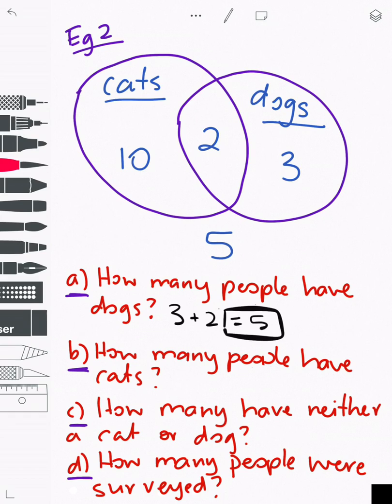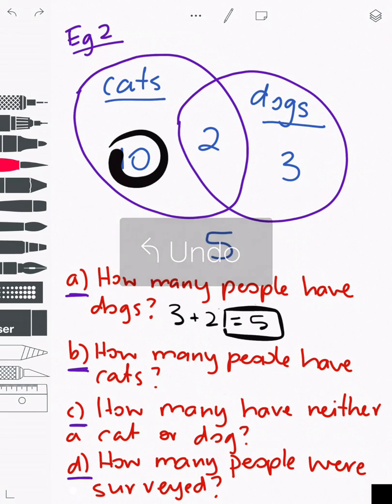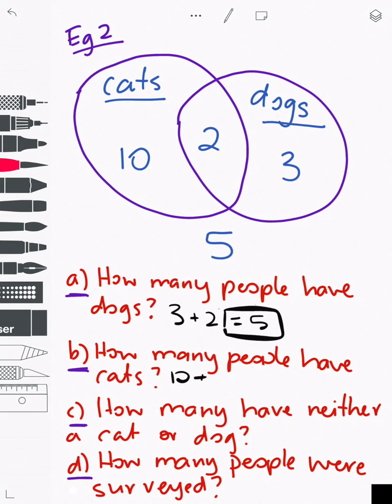Next question, how many people have cats? Which is, we know 10 people have just cats and 2 people have cats and dogs. So it's 10 plus 2, which equals 12. Next question, how many people have neither a cat or a dog? Now you can see this 5 that's outside the Venn diagram. That 5 shows us that they are people who don't fit in any of the categories above. They don't fit in the cat group, they don't fit in the dog group, and they don't fit in both cat and dog. But they were still surveyed. So we can see that 5 people have neither a cat or a dog.